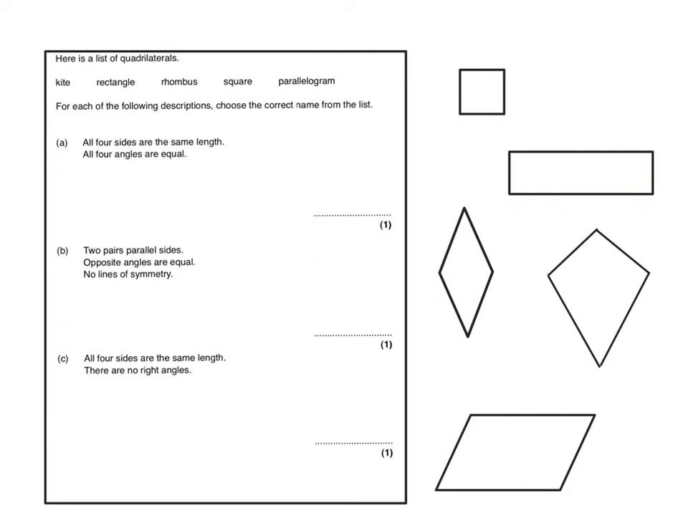Here is a list of quadrilaterals. So we've got a kite, a rectangle, a rhombus, a square and a parallelogram, and you'll notice I've drawn them on the side. That's the first thing you're going to do in an exam. For each of the following descriptions, choose the correct name from the list.